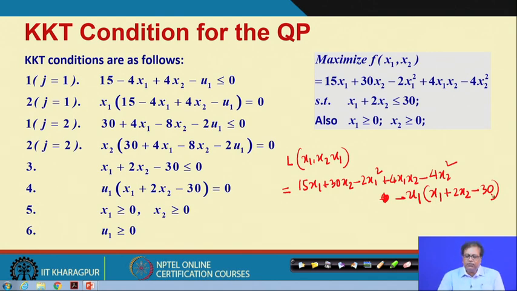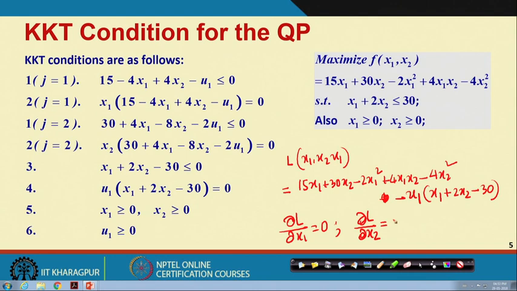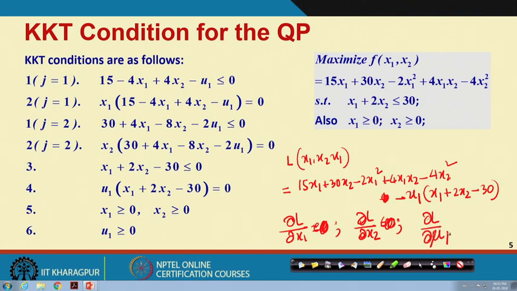So, what we have to do? We have to then obtain del L del x 1, del L del x 2 and del L del u 1. We have to obtain them, but they will be 0 only if we have an equality constraint. In this case they are not equality constraints, so we cannot equate them to 0.